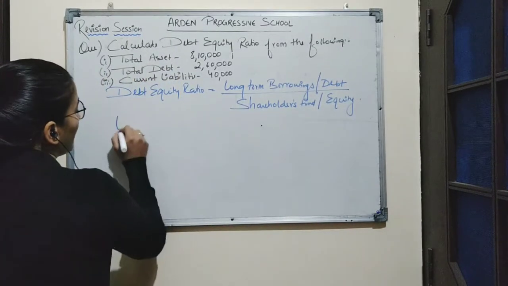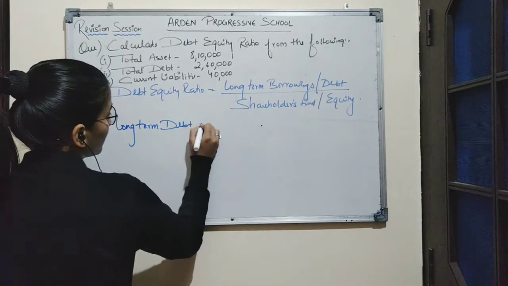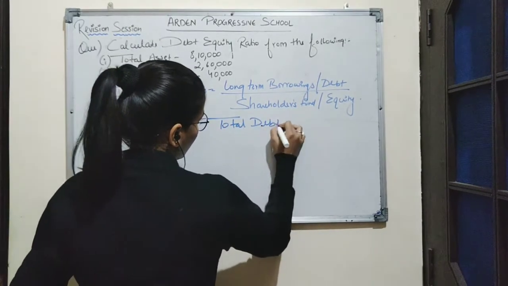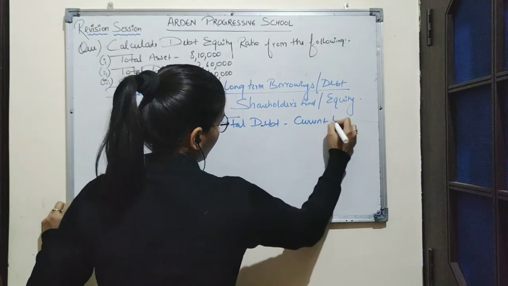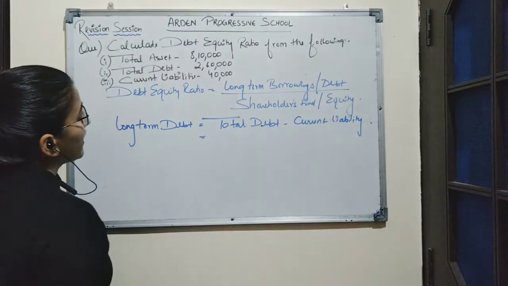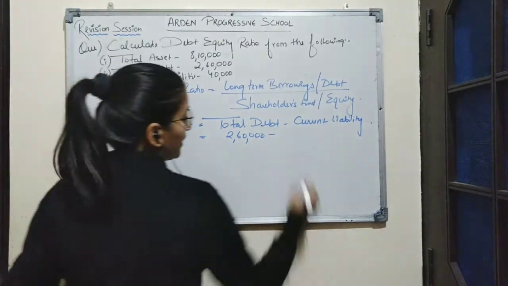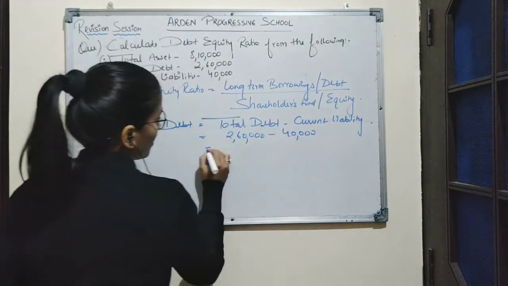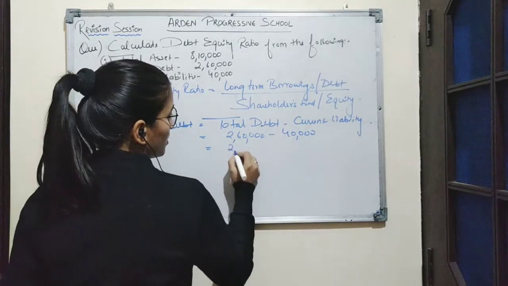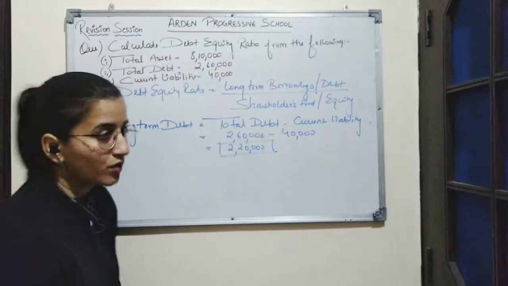So here we can write long term debt is equal to total debt minus current liability. Amount of total debt is rupees 2,60,000 and amount of current liability is rupees 40,000. So by deducting 40,000 from 2,60,000, we get the amount 2,20,000 as long term borrowings.